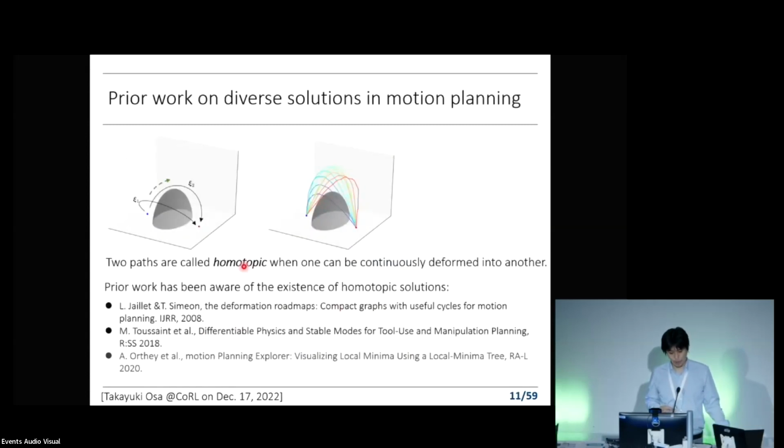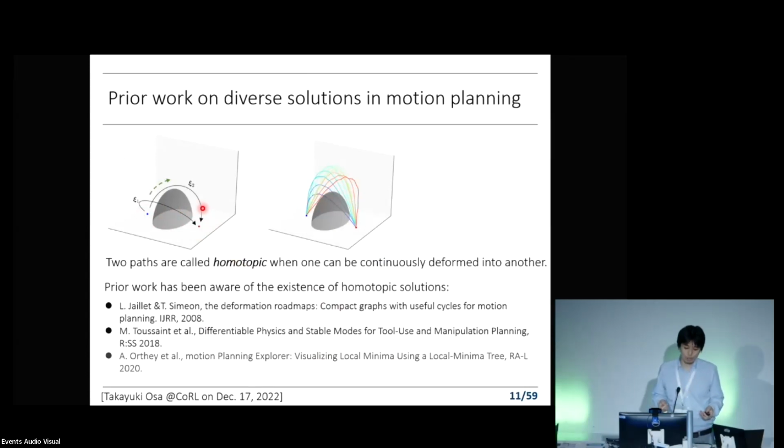Let's look at a simpler case. Here we think about a trajectory from the blue point to the red point that avoids these obstacles. Obviously, there are at least 2 solutions, like Xi1 and Xi2. Actually, there is a continuous deformation from one to the other. In this case, these trajectories are called homotopic, and homotopy is a term in the field of topology.